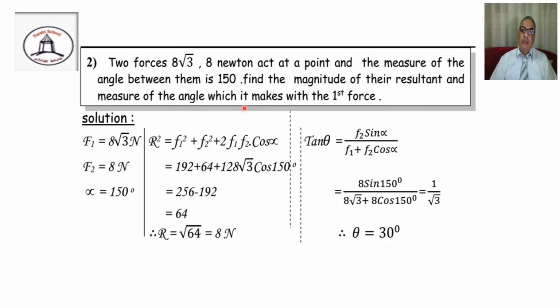If they ask for the angle which it makes with the second, we reverse: F1 replaces F2, so it becomes F1 sine alpha over F1 cosine alpha plus F2. If they ask for the direction with respect to the second, note that theta here is between the first and the resultant. For the second and the resultant, we swap F1 and F2 and use the same formula, using the calculator. Find R and theta.